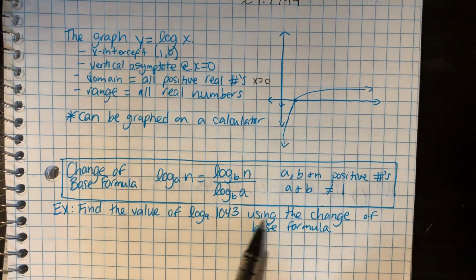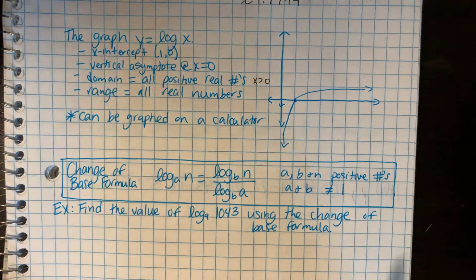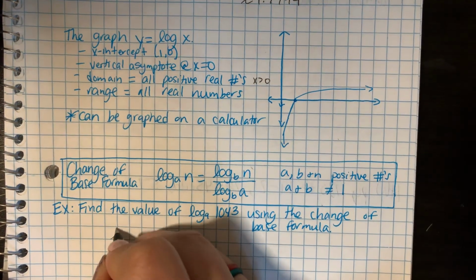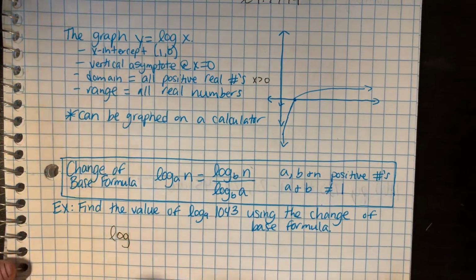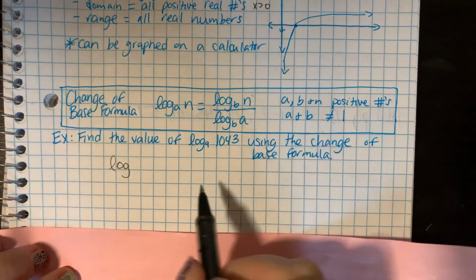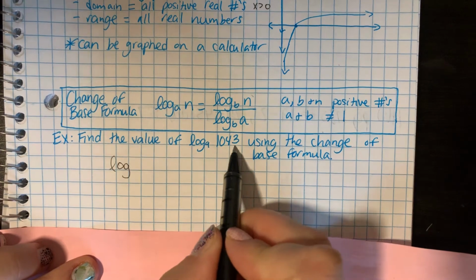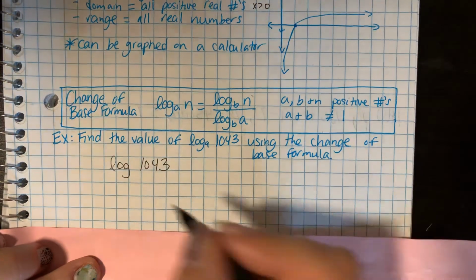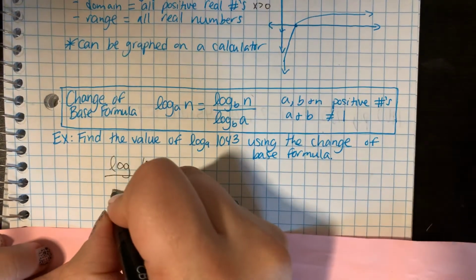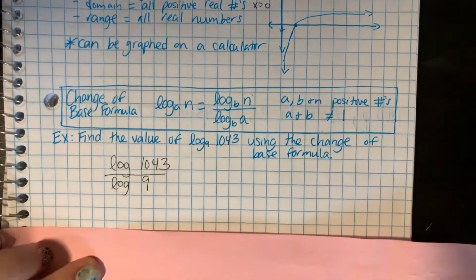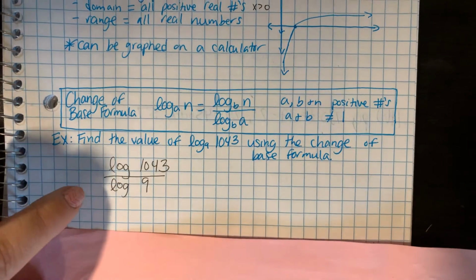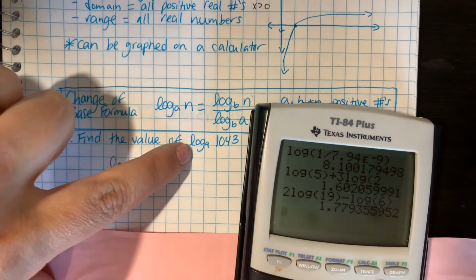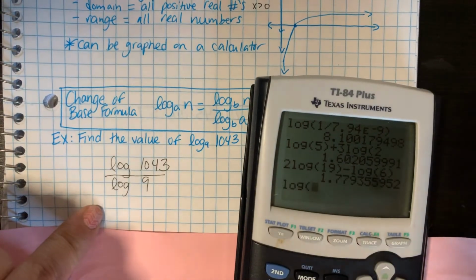Find the value of this using the change of base formula. So what we're going to do is we are going to use log base 10. So I'm just going to write log. This will allow us to use it on our calculator. All right. So we're going to do log of this number, the number next to the log, divided by log of your base. Okay. Now you can just take this straight and put it in your calculator, and that will tell you what the answer to this is. That's why we love the change of base formula.